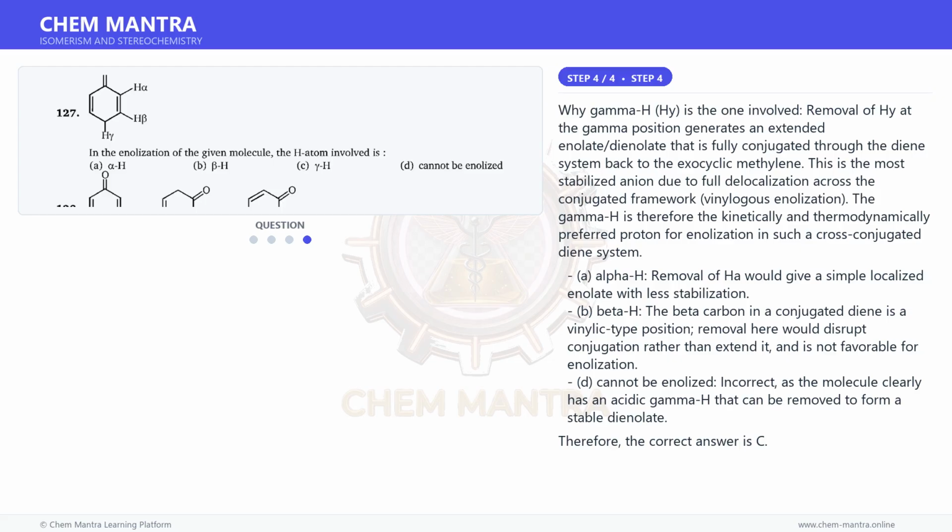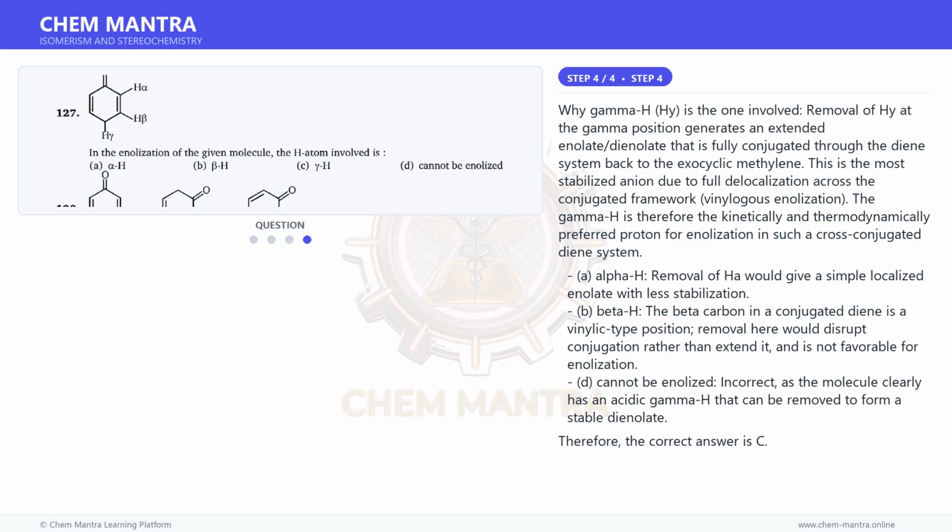Removal of Hγ at the gamma position generates an extended enolate, a dienolate, that is fully conjugated through the diene system back to the exocyclic methylene. This is the most stabilized anion due to full delocalization across the conjugated framework, vinylogous enolization. The gamma H is therefore the kinetically and thermodynamically preferred proton for enolization in such a cross-conjugated diene system.